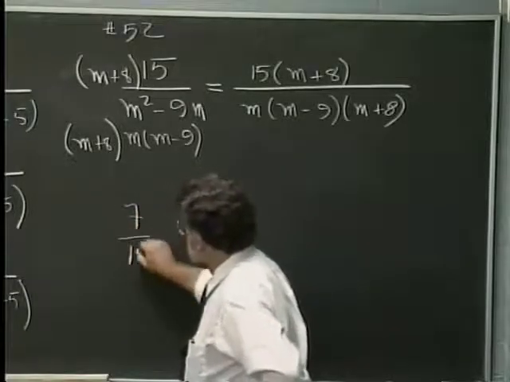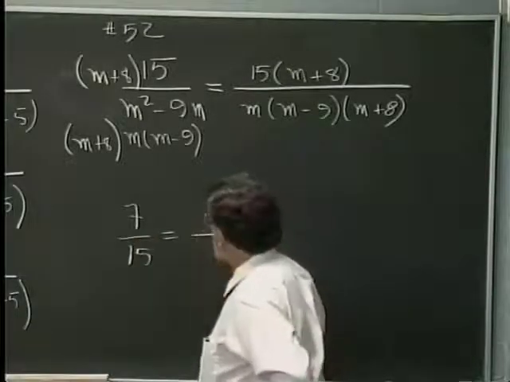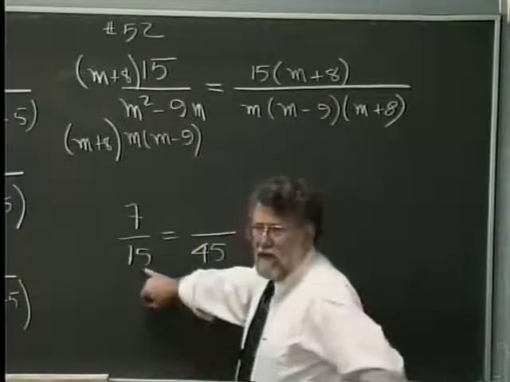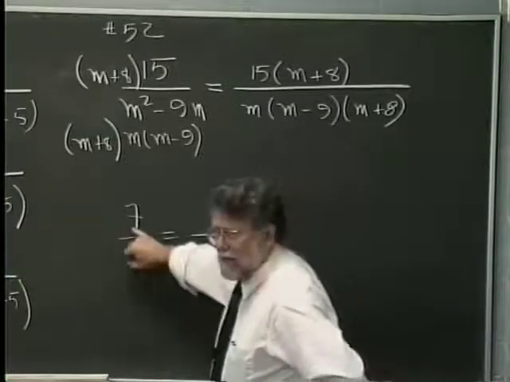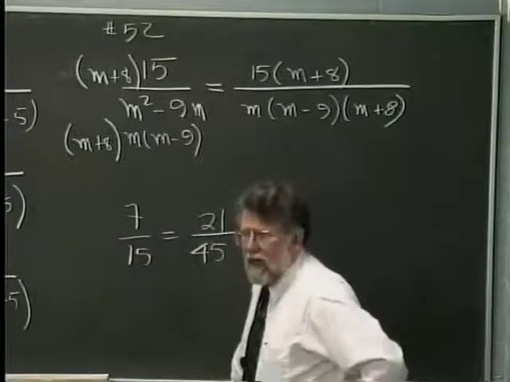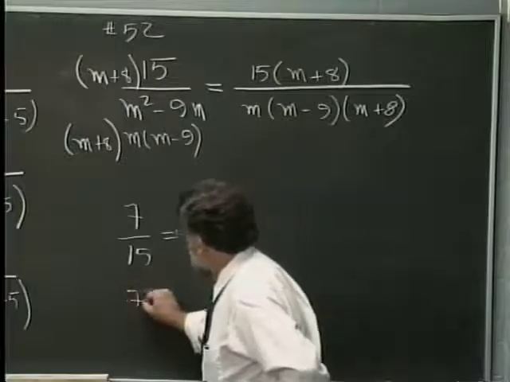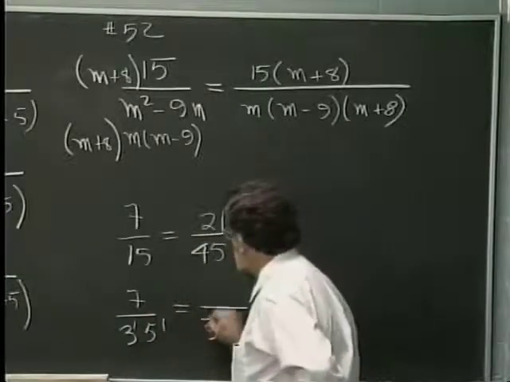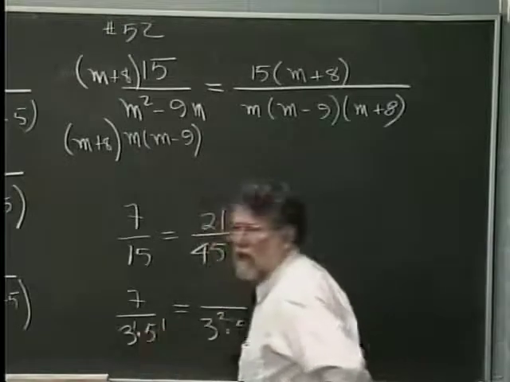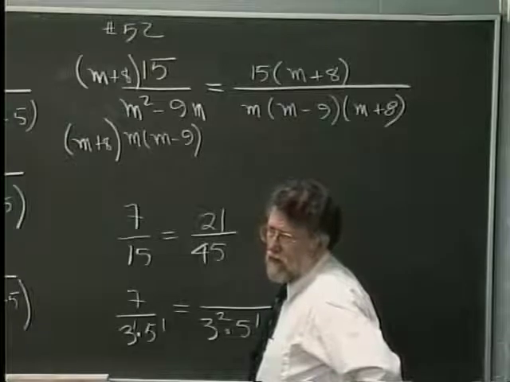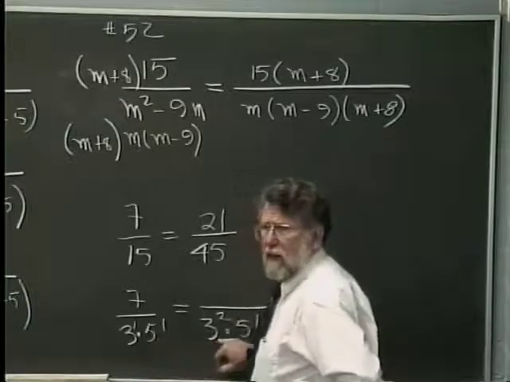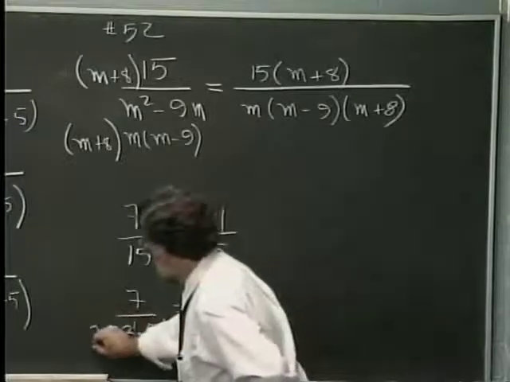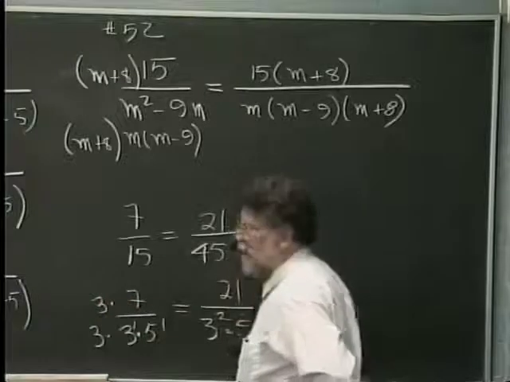If I gave you 7 over 15 and said, I'd like that as a new fraction over 45, what would you do? As an arithmetic problem, you more likely would say 15 into 45 goes 3 times, and you take 3 times 7 and get 21. But we could look at it and say, my original problem is 7 over 3 to the first, 5 to the first. And I want it to be something over 3 to the second, 5 to the first. So what is missing? A 3. I had 3 to the first, 5 to the first. I want 3 to the second, 5 to the first. So I'm missing a single 3. So multiply here by the 3 and multiply the numerator by the 3, and that is what gives me the 21.